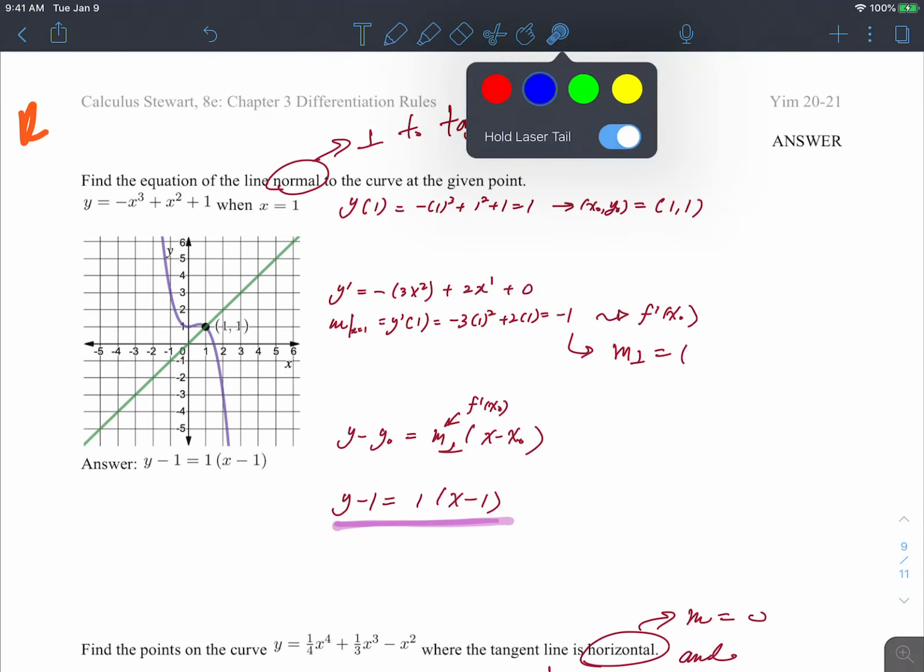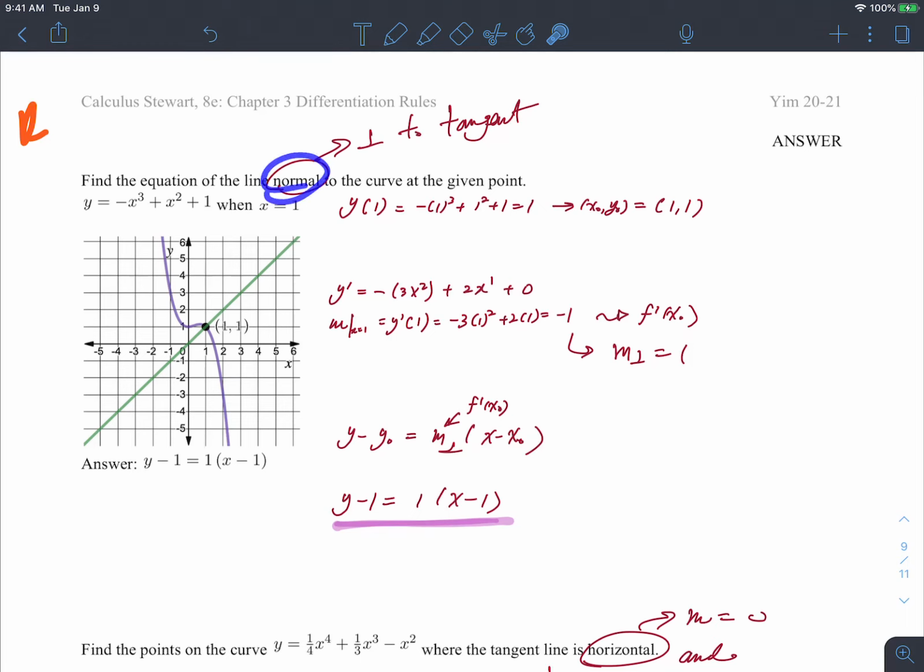Just like I said earlier, normal is perpendicular to the tangent, and I want to know where that is, right? That point, I plug that into this equation. This right here is the x naught that I was telling you about, right? And then you plug it in, you get 1. So x naught, y naught is 1, 1. And I just drew a line over here and then estimated that first, right? In this case, I gave you the graph.